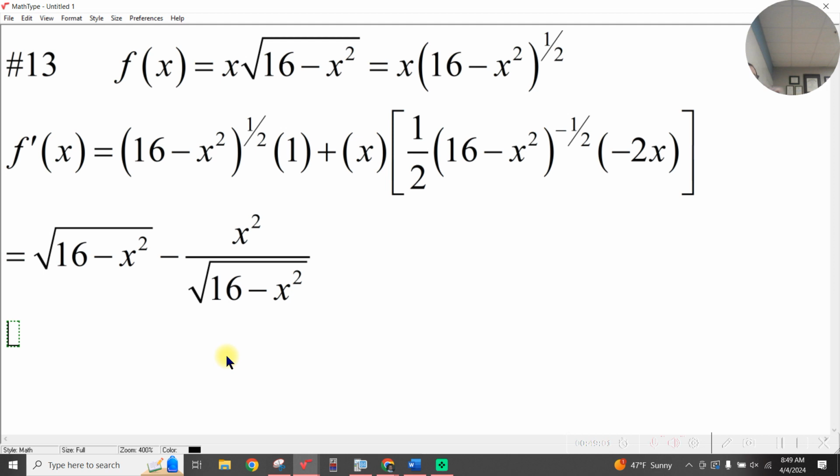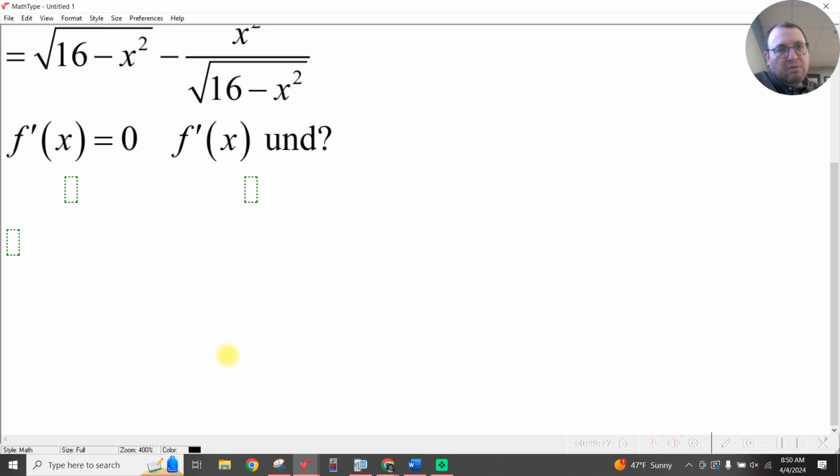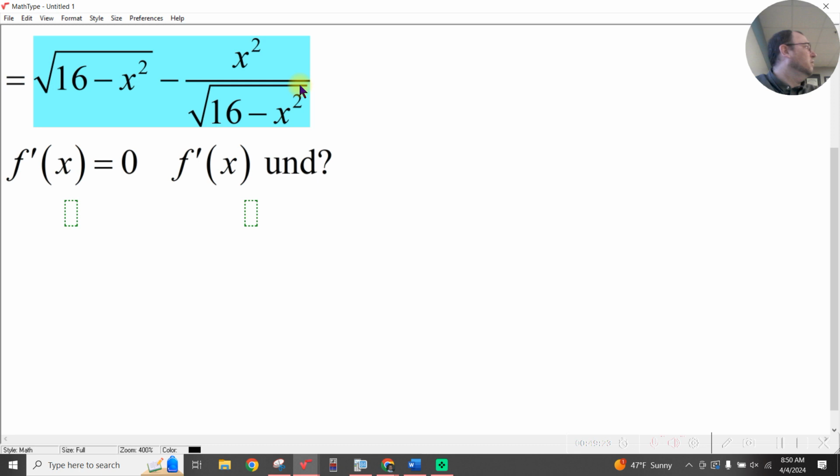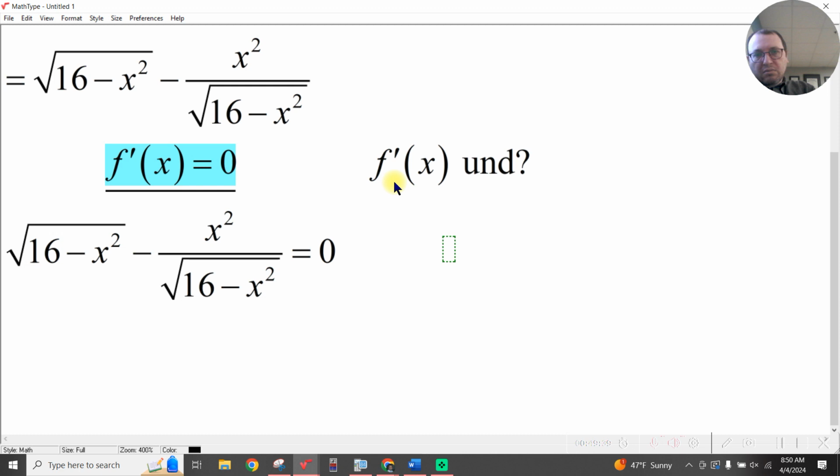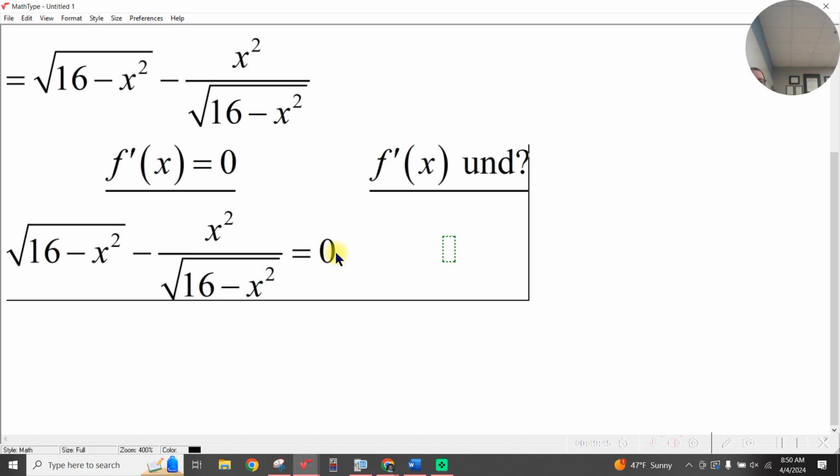Now, we're doing critical points. So I'm interested in when the derivative is 0. I'm interested in where the derivative might be undefined. With this right here being the derivative. So, let's take that thing and set it equal to 0. We have done this a couple of times before, different numbers probably, but I've got something weird minus some weird fraction equals 0.